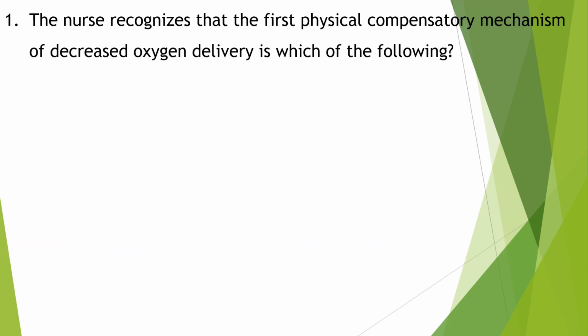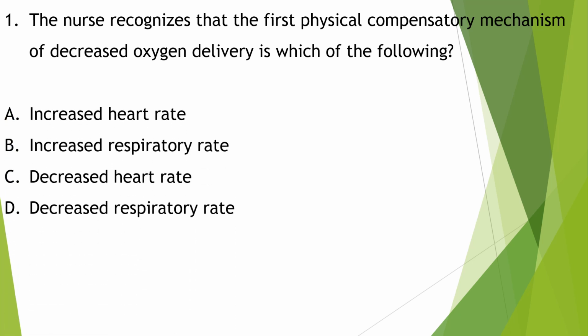The nurse recognizes that the first physical compensatory mechanism of decreased oxygen delivery is which of the following? Is it increased heart rate, increased respiratory rate, decreased heart rate, decreased respiratory rate? So the first compensatory mechanism when oxygen delivery is decreased is increase in the respiratory rate.